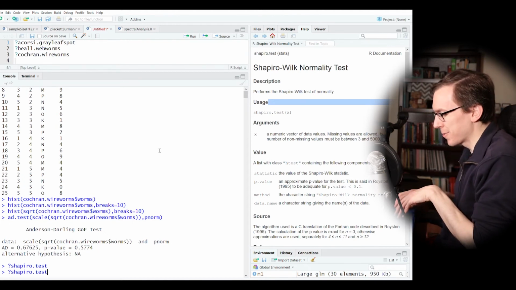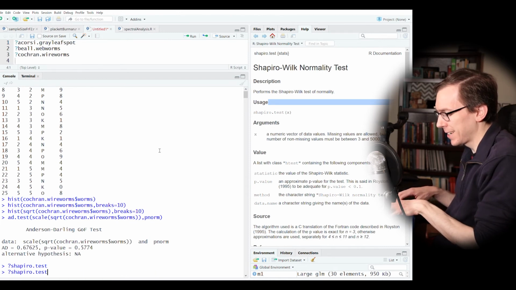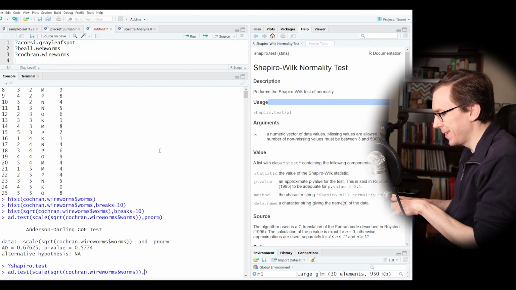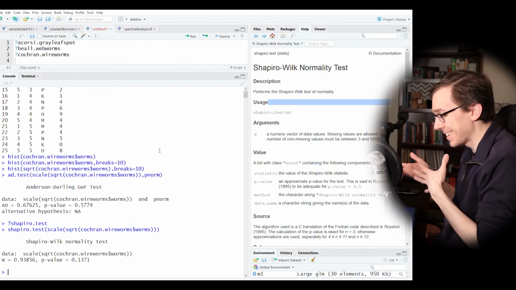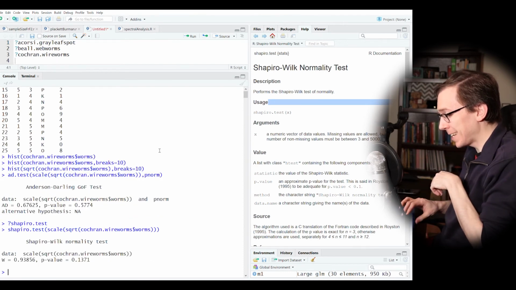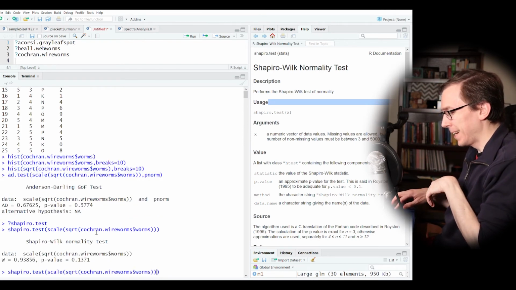Regardless, this test is just for normality, so why don't we try it on our scaled data and see what happens just for fun. It is always a good time when you just run lots of random goodness of fit tests on a data set. Yeah, so actually it kind of passed. That's neat. I shouldn't doubt Cochrane.